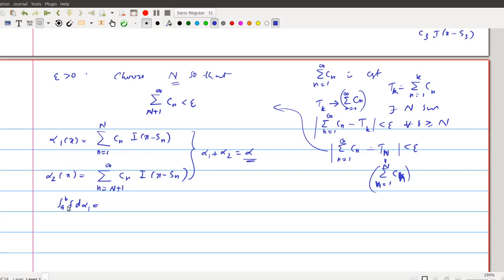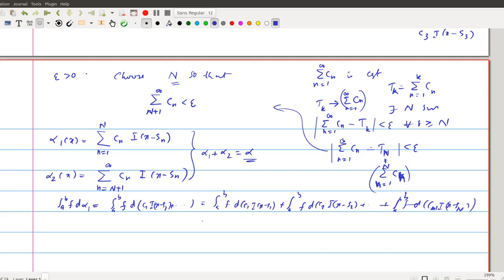So you consider the integral a to b f d alpha 1. What is that? That is the sum of integral a to b f d of what is alpha 1, that is C1 I of x minus S1 plus etc. So this can be written as integral a to b f d C1 I of x minus S1 plus integral a to b f d C2 I of x minus S2, etc., all the way up to capital N: integral a to b f d CN I of x minus SN.